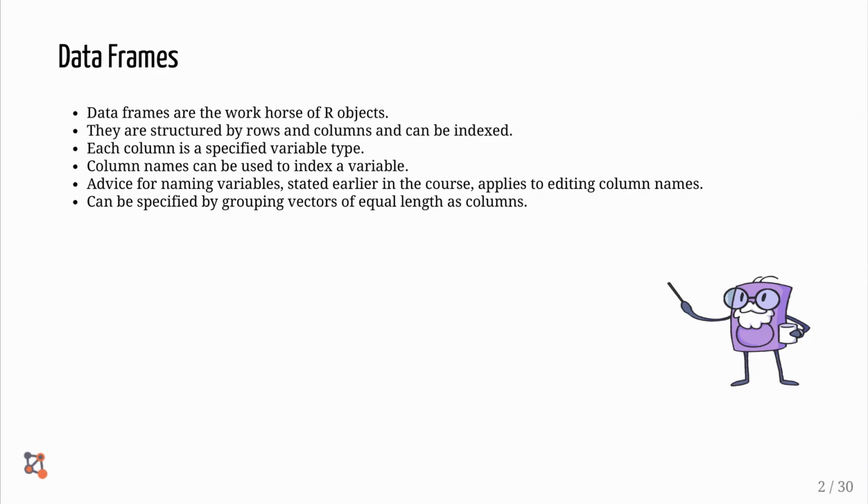Let's get started. The first data structure we'll look at is data frames. Data frames are the workhorse of our objects. They are structured by rows and columns and can be indexed. Each column is a specified variable type. Column names can be used to index a variable. Advice for naming variables stated earlier in the course applies to editing column names. Data frames can be specified by grouping vectors of equal length as columns.